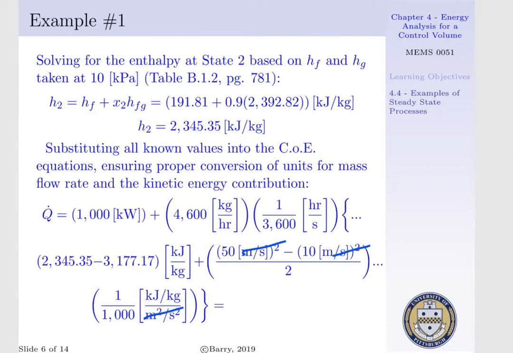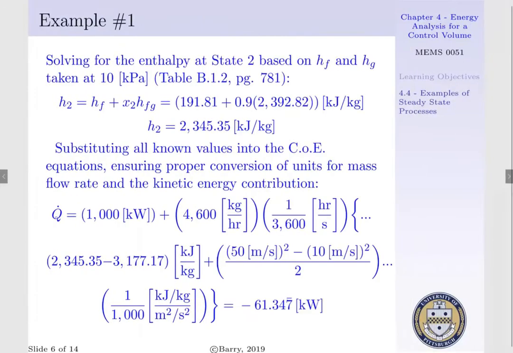Solving for these values, Q dot is equal to minus 61.347 repeating kilowatts. The negative sign indicates that we are rejecting heat from our control volume to our surroundings.